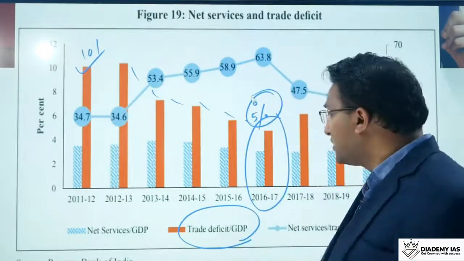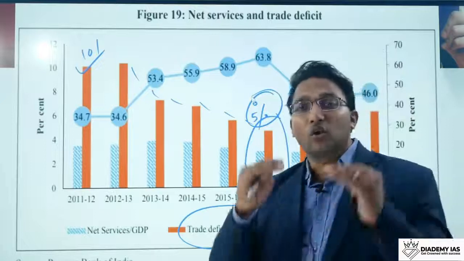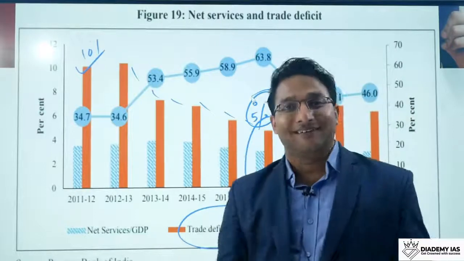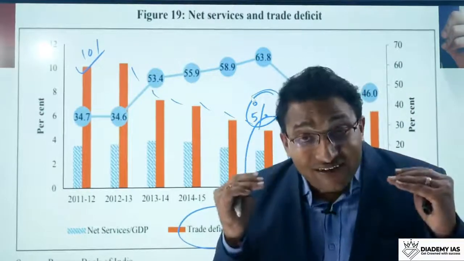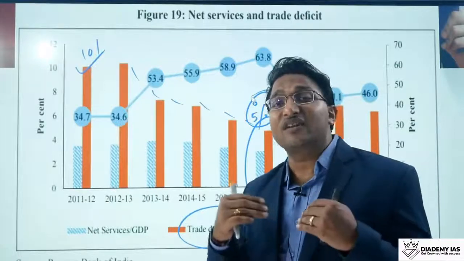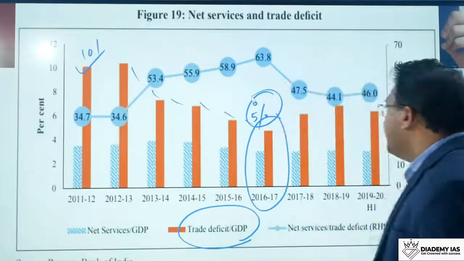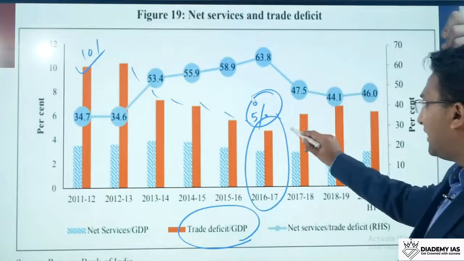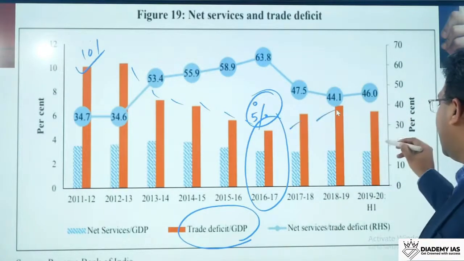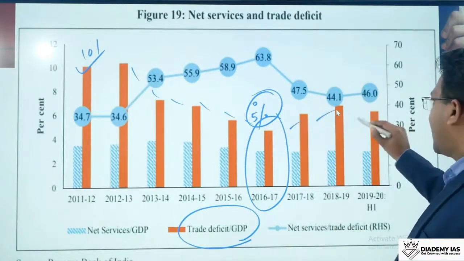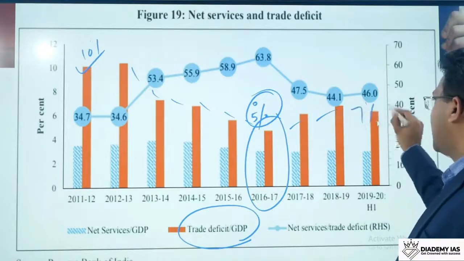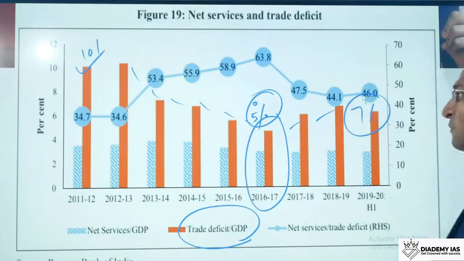But why? Because in 2016-17, the crude oil prices were declining. The crude oil prices were very, very low. So this was a very favorable situation. After that, there has been an increase, and finally in 2019-20, we are expecting it to be around 7% to 8%.